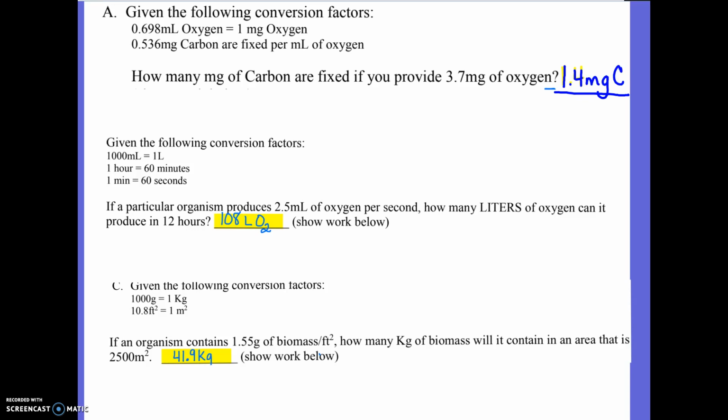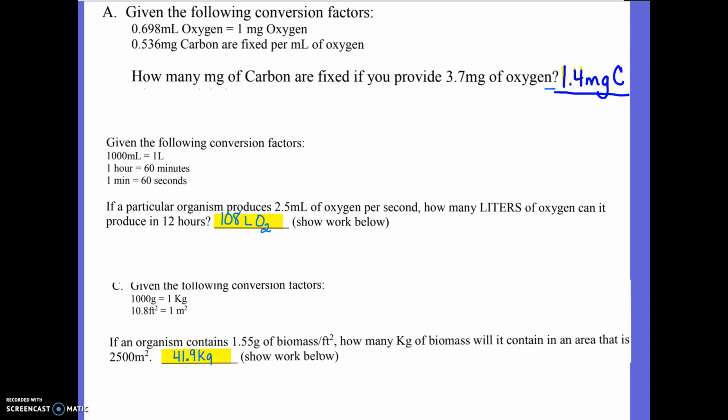This tutorial is a review of a technique called dimensional analysis. Technically, you all should have learned this technique in chemistry class. However, it is something that comes back in AP biology because a lot of times when we're working with experimental data, we have to perform conversions.